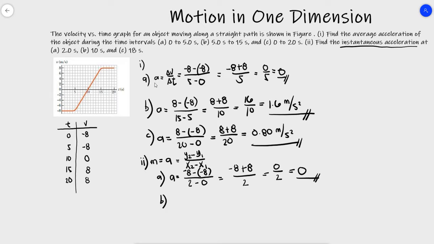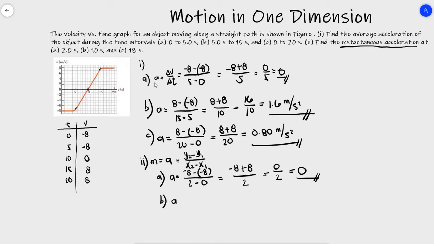Okay, for letter B, it is for 10 seconds. 10 seconds is somewhere here. And here we need to find the slope of this line, because the slope of this line from any point here is also equal to the slope at 10. We will be using the 5 and 15 values. You can choose any point here, but I will be choosing 5 and 15.